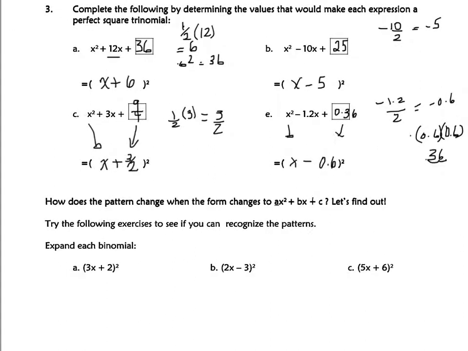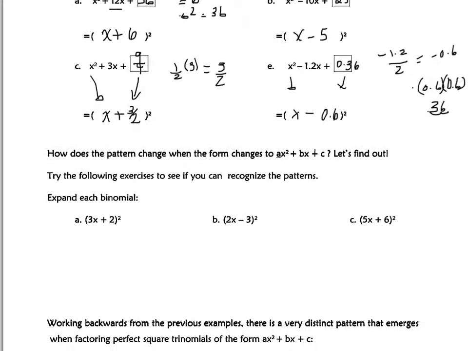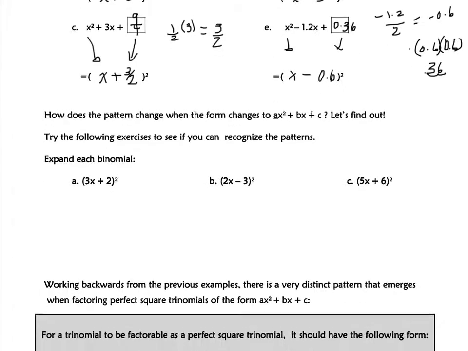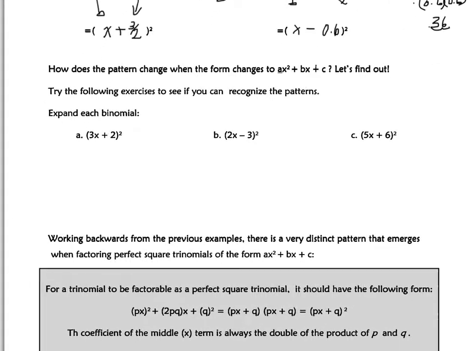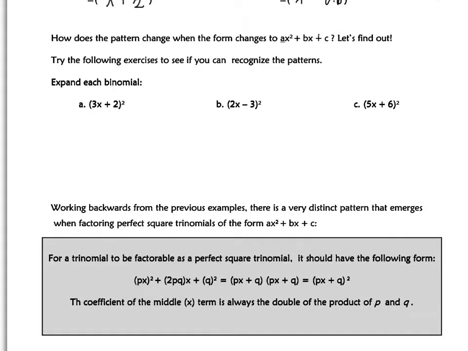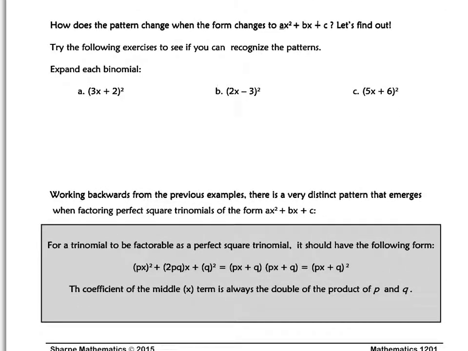So let's look at the pattern now for when you have a trinomial with something in front of the x squared that can't be factored out as a GCF first. So when you have those ones, how do you identify which ones are perfect square trinomials? So let's start out by just multiplying some perfect square trinomials, multiplying some factors of perfect square trinomials that end up having that form of ax squared plus bx plus c.